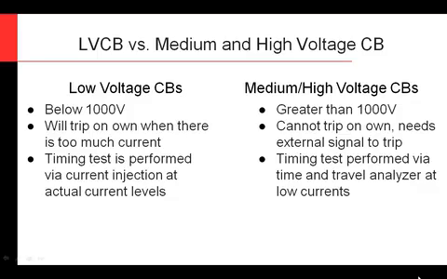Medium and high voltage circuit breakers, on the other hand, these are breakers above 1,000 volts, and they can't trip on their own. They need to be told from the protection circuit or whatever that they need to trip, and then you give some operating voltages, current flows through the trip or close coil, and this is what operates the breaker. So these are tested at low voltages, low currents, with a time and travel analyzer.